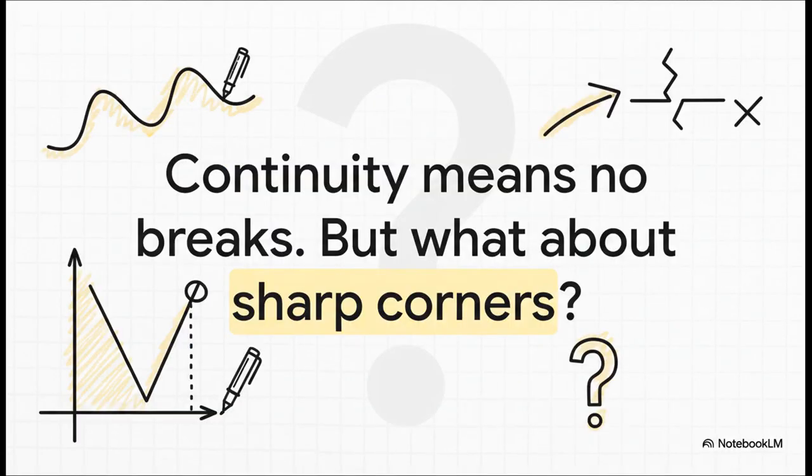But that leaves us with one last little puzzle to chew on. We know continuous functions can't have breaks or gaps. But what about a sharp corner? Like the point of a V shape. You can definitely draw that without lifting your pen, so it's continuous. But would you call it smooth? That's a good question. And it leads us right to the next giant idea in calculus, differentiation. But that's a story for another explainer.